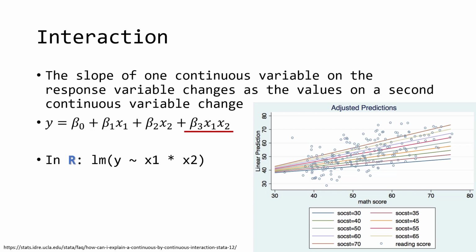The plot on the right shows an interaction. The plot here is x1 versus y, and each line is a varying value of x2, starting with small values on the bottom and high values of x2 on the top. The slope of the x1 versus y line increases as the values of x2 increase. This means, for the model structure on the left, the value of beta 3 is positive.